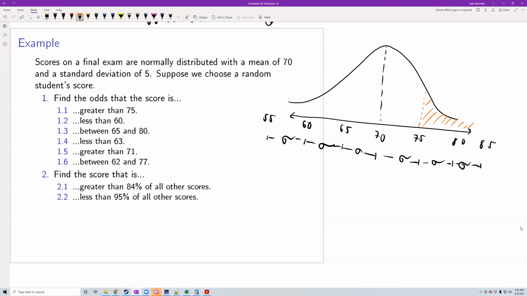We know that 68% is in this range. That leaves us with 32% left. 16% here and 16% here, because it's a perfectly symmetric graph, perfectly balanced, as all things should be. So that means that there's a 16% chance that the score is greater than 75.